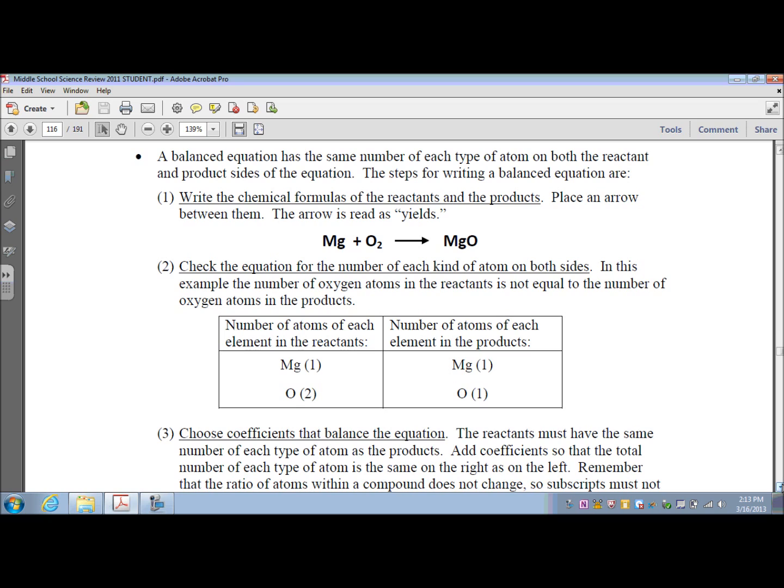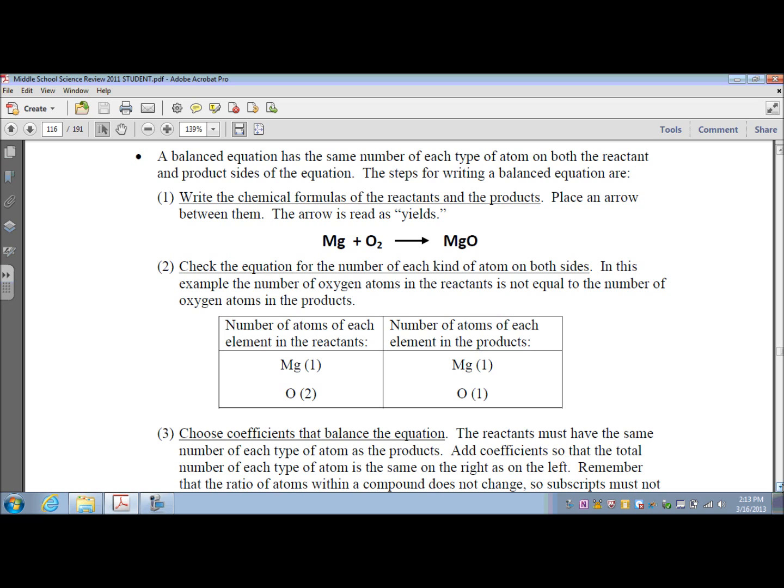A balanced equation has the same number of each type of atom on both the reactant and product side of the equation. The steps for writing a balanced equation are: Step 1. Write the chemical formulas of the reactants and the products. Place an arrow between them. This arrow is read as yields.